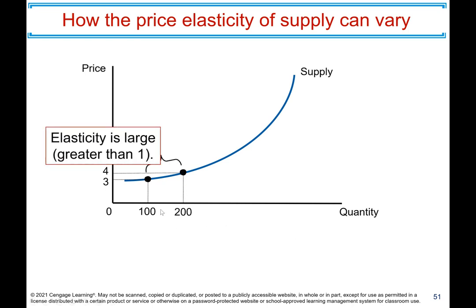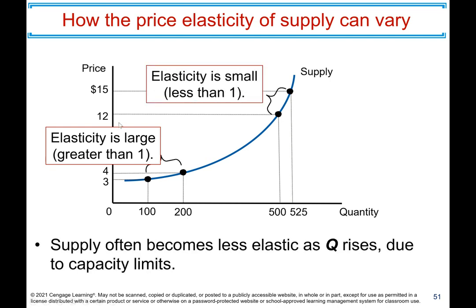Elasticity is large, greater than 1, when price changes from 3 to 4 and quantity changes from 100 to 200. Elasticity is small, or less than 1, when price changes from 12 to 15 and quantity changes from 500 to 525. Supply often becomes less elastic as quantity rises due to capacity limits.